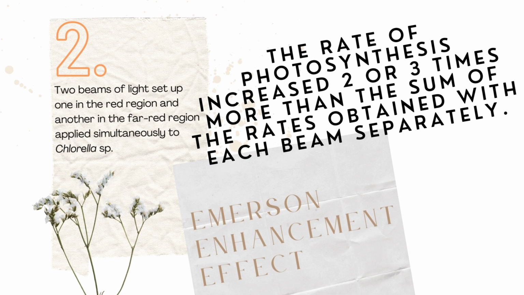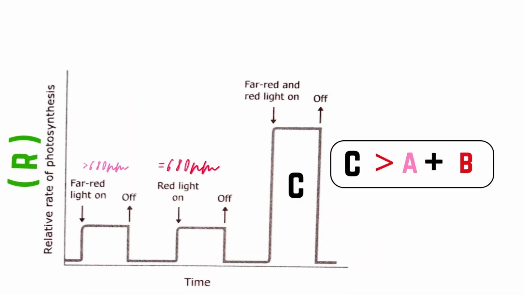This is their second experiment, and in it, they took two beams of light. One of them is set up in the red region of the visible spectrum, and another one is set up in the far red region. They applied both of these beams simultaneously to chlorella. They observed that the rate of photosynthesis increased 2 or 3 times more than the sum of the rates obtained with each individual beam separately. They named this effect the Emerson enhancement effect, which can be explained by studying this graph.